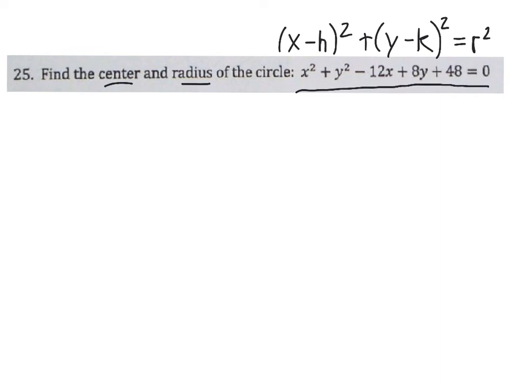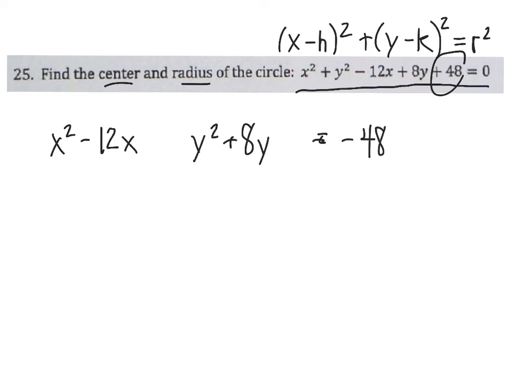First thing I'm going to do is rearrange it. So let's get our x's together: x squared minus 12x. Going to leave a little space. I'm going to have y squared plus 8y. And I'm going to take that 48 and just move it to the other side. So it's going to be equal to negative 48.